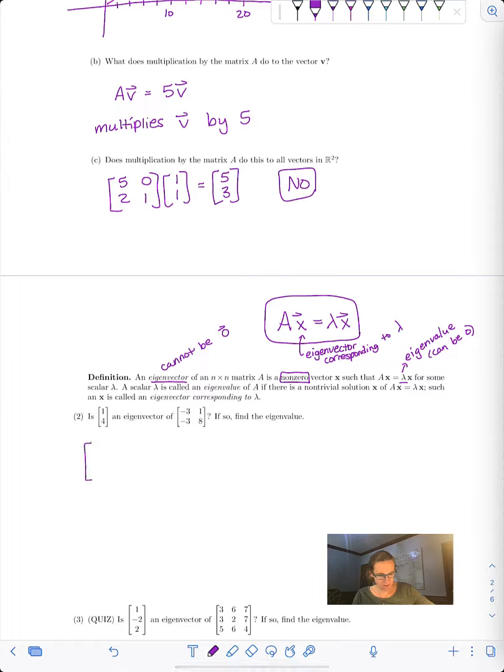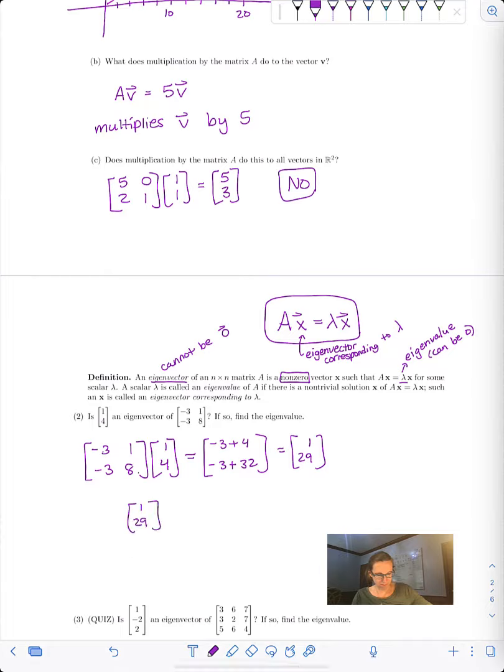Okay, so let's test this. We multiply the matrix -3, 1, -3, 8 by 1, 4 just to see if 1, 4 is in fact an eigenvector. And when we do that multiplication, we get -3 plus 4 and -3 plus 32. And so that gives us 1 and 29, which is not a multiple of 1, 4. So that's not equal to lambda times 1, 4, no matter what we choose for our lambda. So no, 1, 4 is not an eigenvector for this particular matrix.